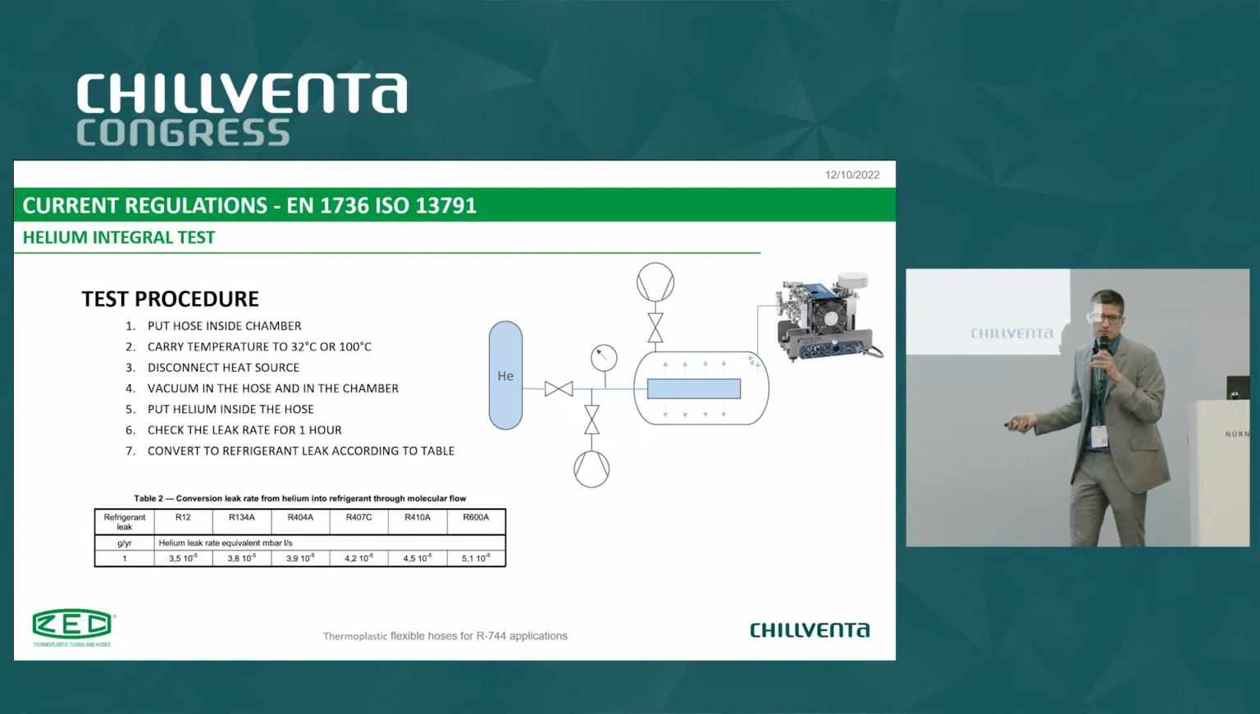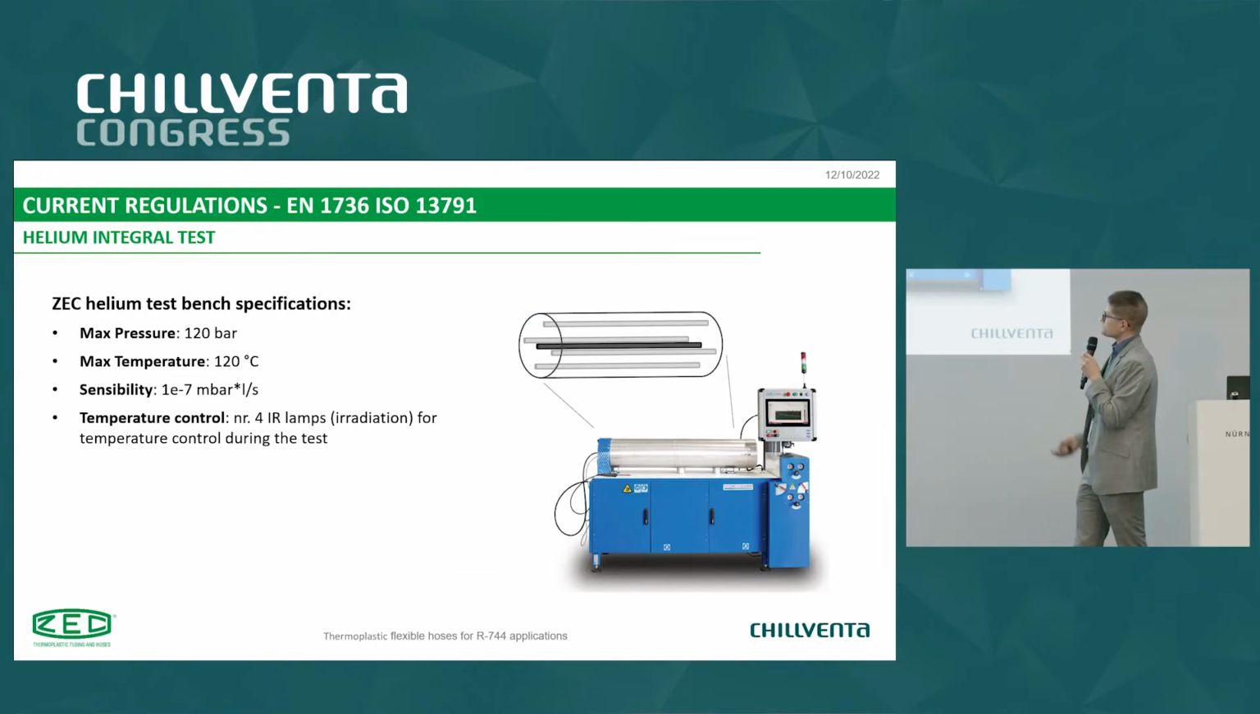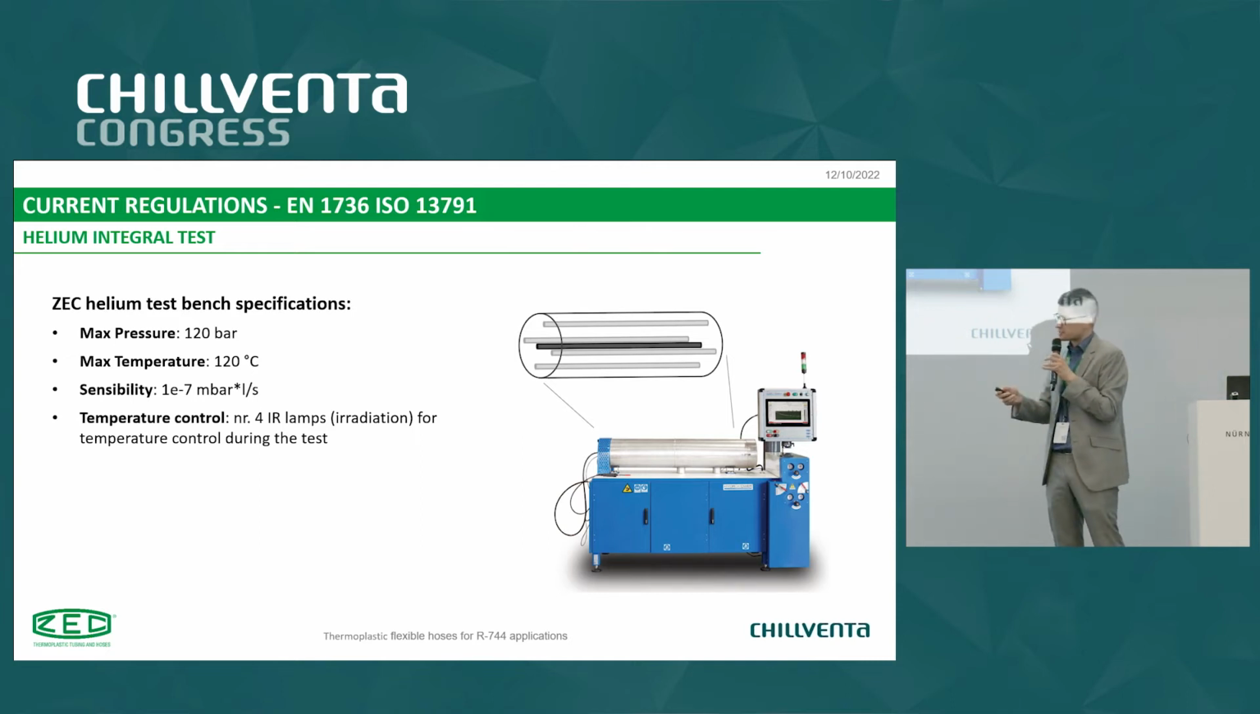So how to handle natural refrigerant? The standard does not take account of CO2. This is our permeability test that we have in our company, in our laboratory, able to perform tests at 120 bar and a maximum temperature of 120 degrees, with the UV lamps to keep the product warm during the test.